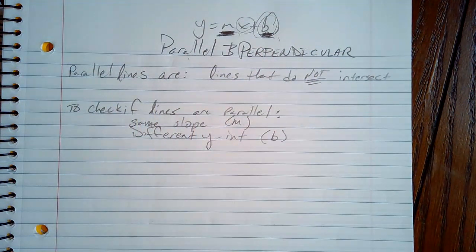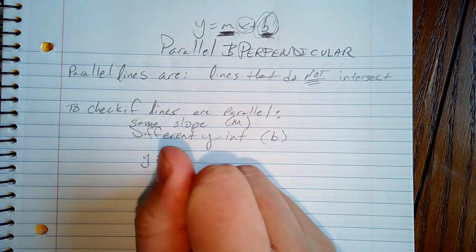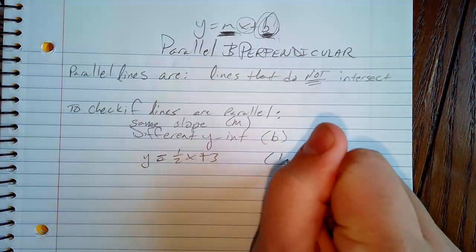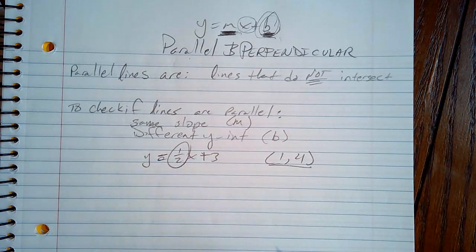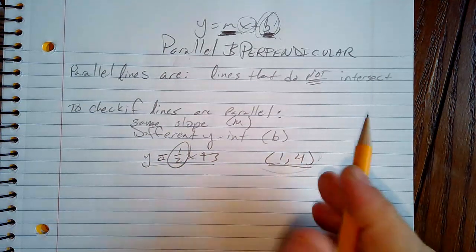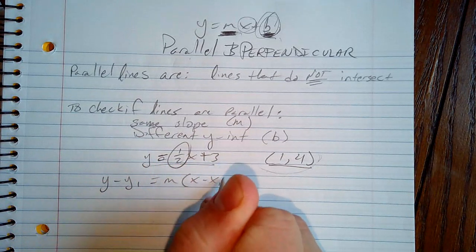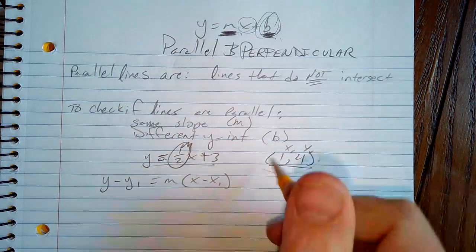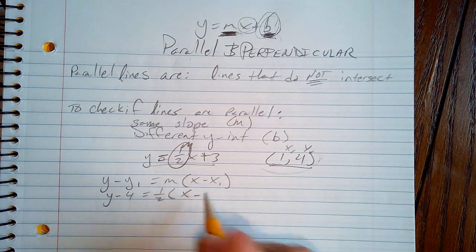So parallel lines, this number must be the same, and this number must be different, okay? And so if we wanted to write an equation for parallel lines, if we had y equals 1/2 x plus 3, it says write an equation for a line that is parallel to the given line and passes through a point. Well, we're going to use point slope form. Why? Because we have a point and we have our slope. It's parallel to this line and it goes through this point. So we're going to use y minus y1 equals m times x minus x1, and we're just going to plug it in. You remember this is our x1, this is our y1, and this is our m. So plug it in. We have y minus 4 is equal to 1/2 times x minus 1.